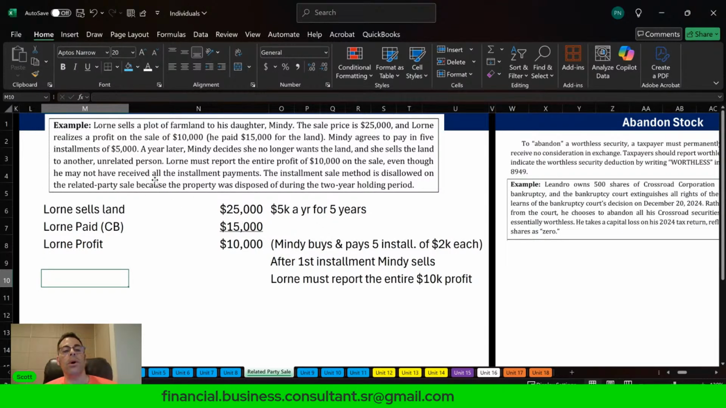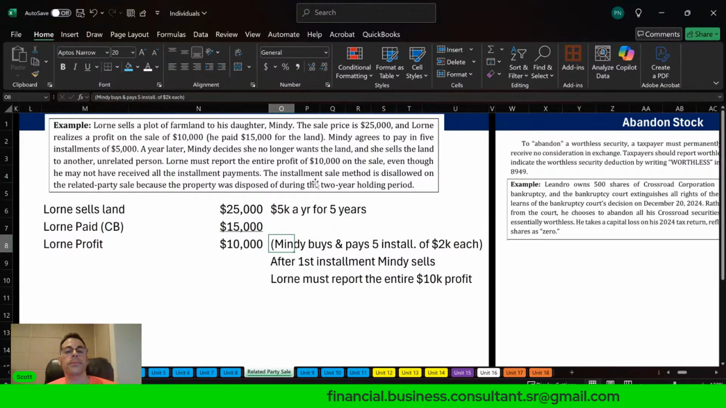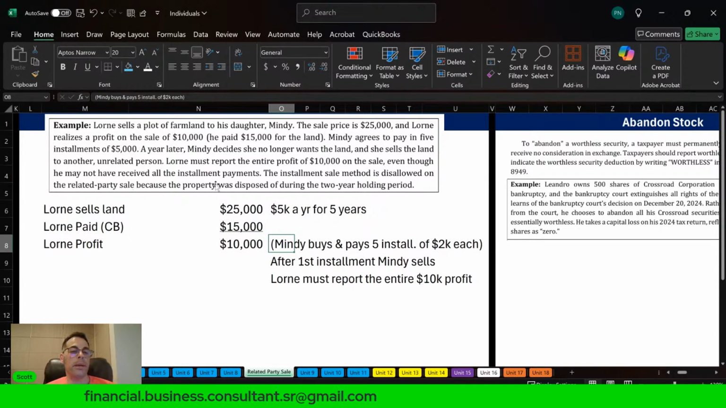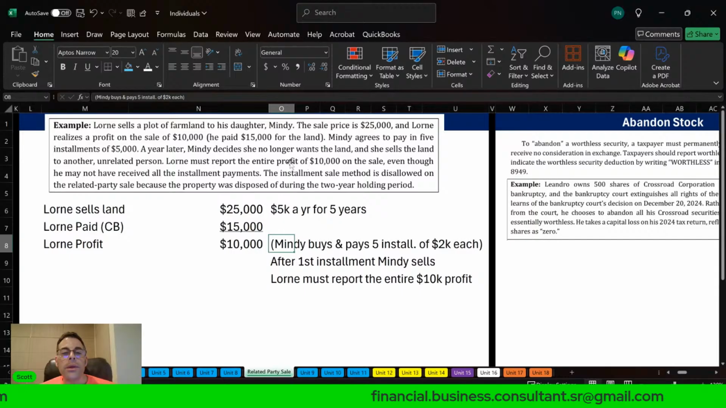So Lorne must report the entire $10,000 profit of the sale, even though he may not receive all the installment payments, because Mindy only made a couple of installment payments. Then she sold the land. The installment sale is disallowed on the related party because the property was disposed of during the 2-year holding period. So the installment sale method is disallowed on the related property.